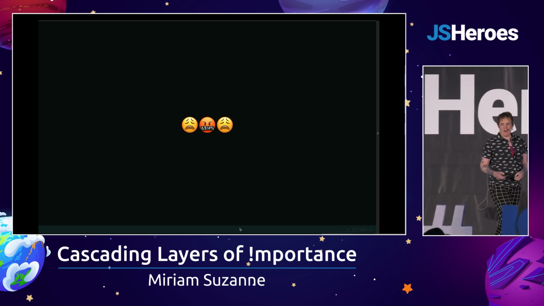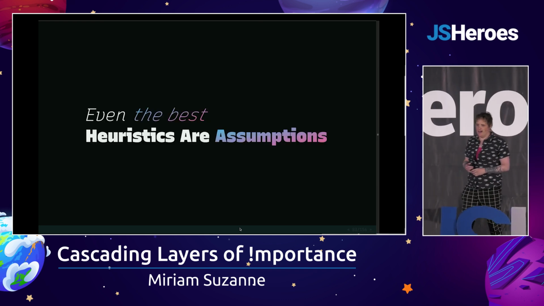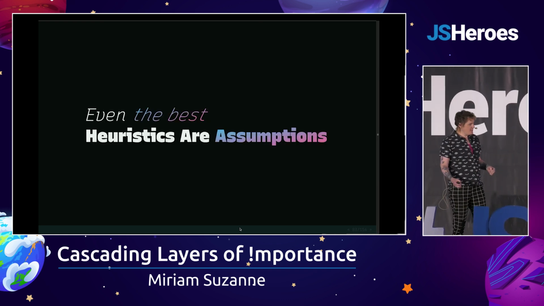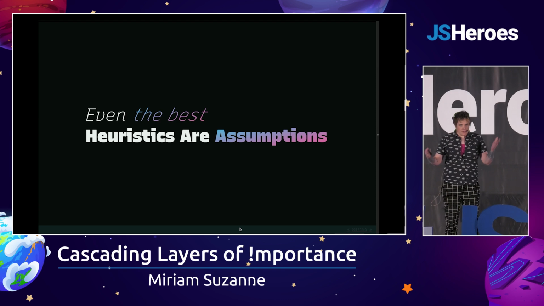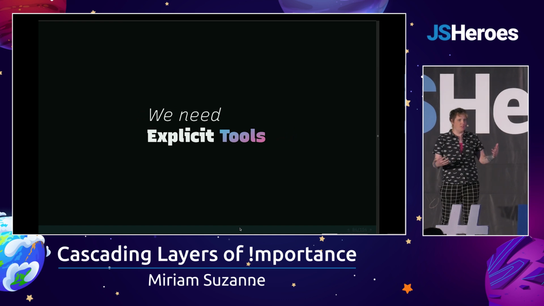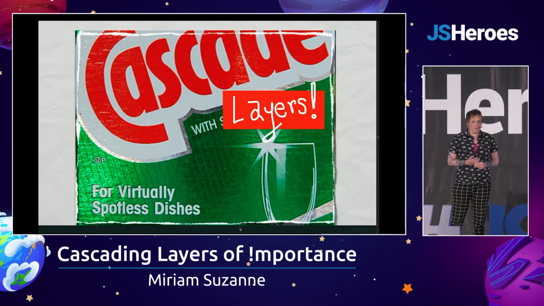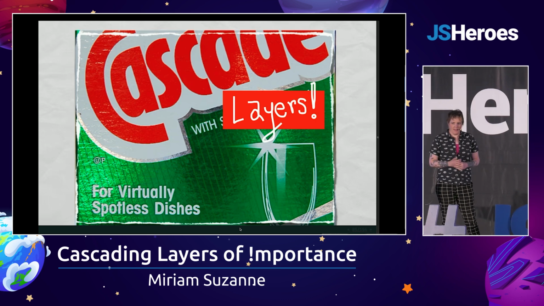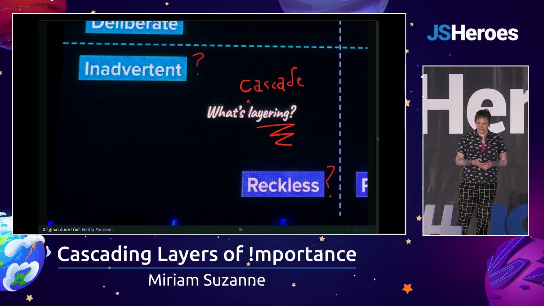And everything can go wrong, right? Everything breaks. Even the best heuristics, and I think specificity is a pretty good heuristic on its own, but it's just an assumption, and it's going to break down at some points. We need explicit tools to deal with these sorts of things to really say what our priorities are. And that's where we get cascade layers.